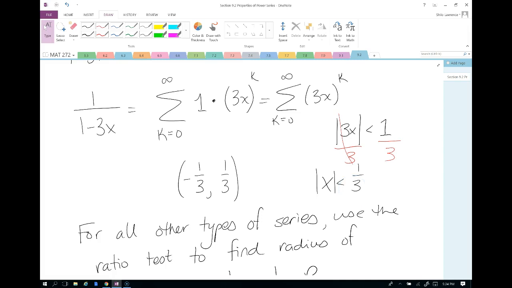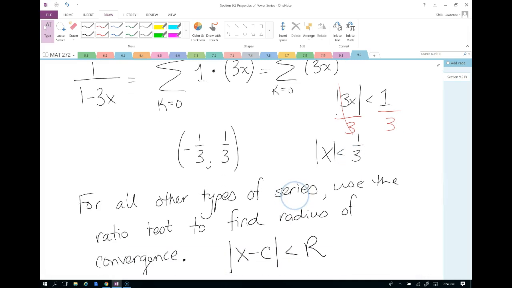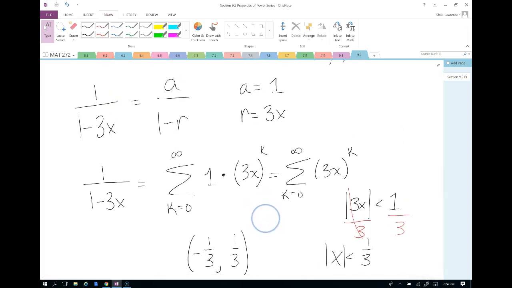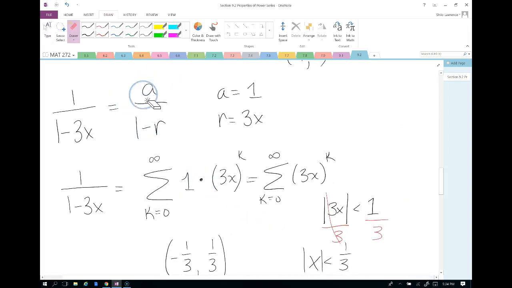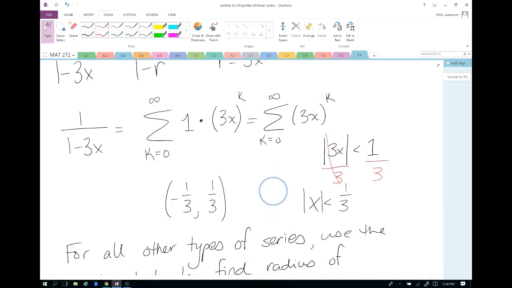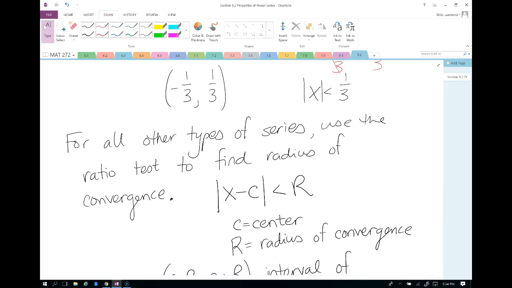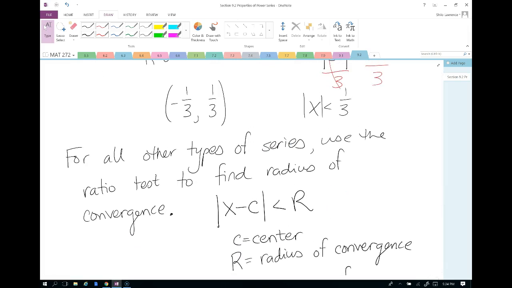For any other type of series that we might encounter that doesn't match the sum of a geometric series. So here we had something that looked like a over 1 minus r. If it looks like a over 1 minus r, the easiest way is to match it up with the geometric series, identify your a and your r, and go from there. But there are lots of other types of series as well that we can't necessarily match up with a geometric series. So for all other types of series, we're going to use the ratio test to find the radius of convergence.